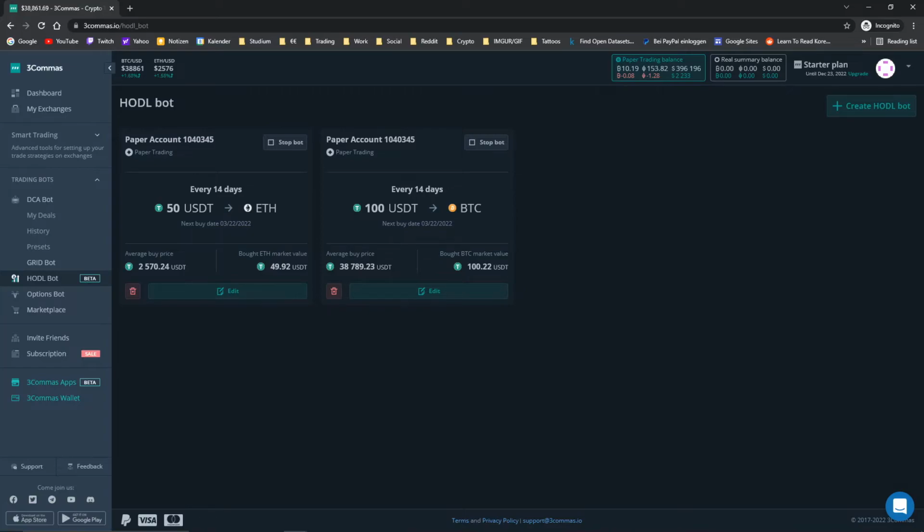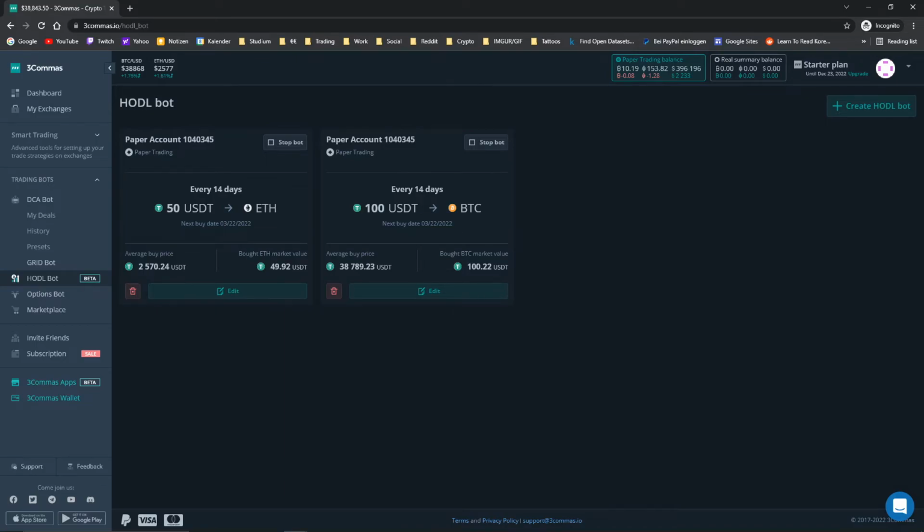After you've created the bot, you will get back to the HODL bot overview where you can see all your current running bots. On the top right, you can then decide to stop the bot at any time. You can also see on which exchange it is operating. You can see the interval at which the bot is buying. You can see how much the bot is buying, in which currency and in which crypto it is buying. Then you can see the next buy date. And on the bottom, you can see your average buy price and you can see the current market value.